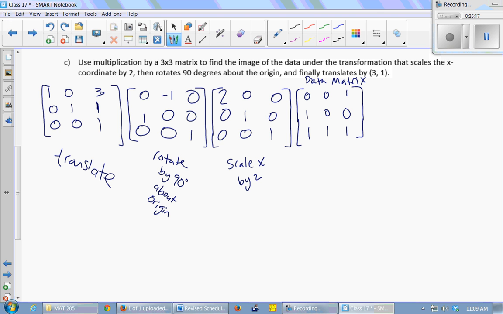All right, so I asked for just a single 3 by 3 matrix that would perform all 3 transformations. So you just have to multiply these 3 matrices together. Yes, you can use a calculator. And in fact, I think I already did it. I have it written down. Oh, nope, I didn't. I ran out of room.